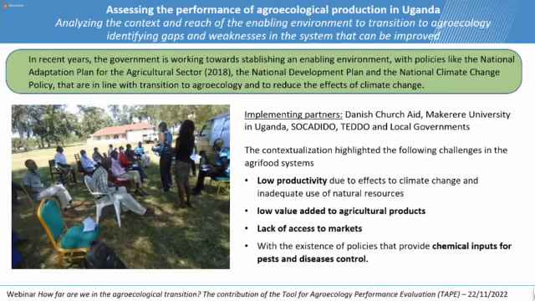This project was implemented with Danish Church Aid as the funder, Makerere University in Uganda, with the support of Socadido, TEDO, and local governments. The context highlighted four main challenges: low productivity due to climate change, low value added to agricultural products, lack of access to markets, and the presence of policies that also provide chemical inputs for pest and disease control. Dario, please, next.